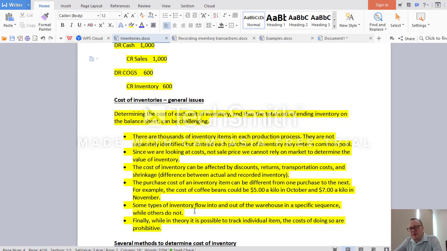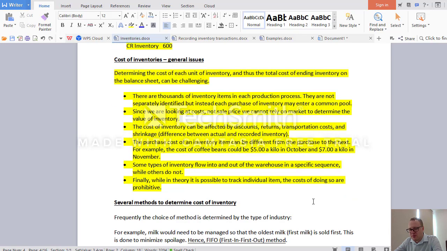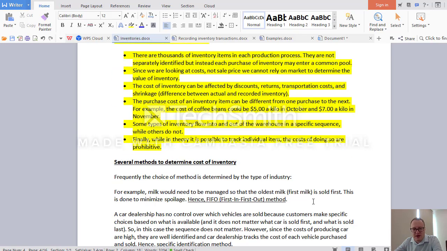There may be a particular sequence in which inventories enter the production process. In other production processes, it may not be the case. In general, just remember that in many cases it's not possible to track individual inventory items. Sometimes possible, but mostly not. So, several methods. The first method is first in, first out. So you sell those inventories that were purchased first.